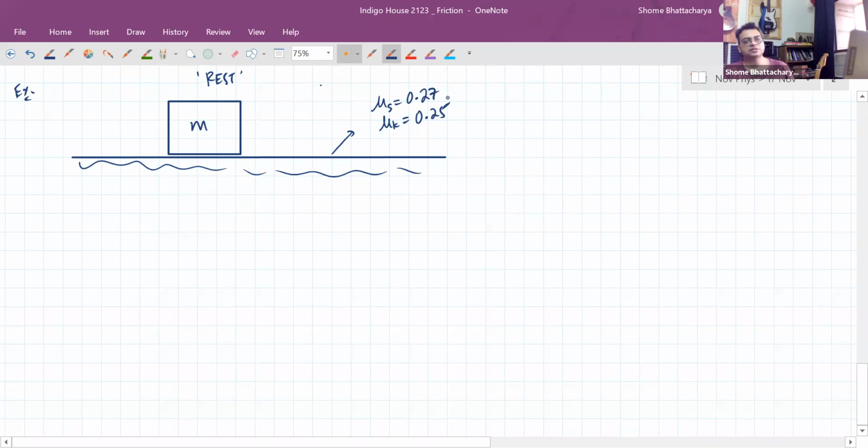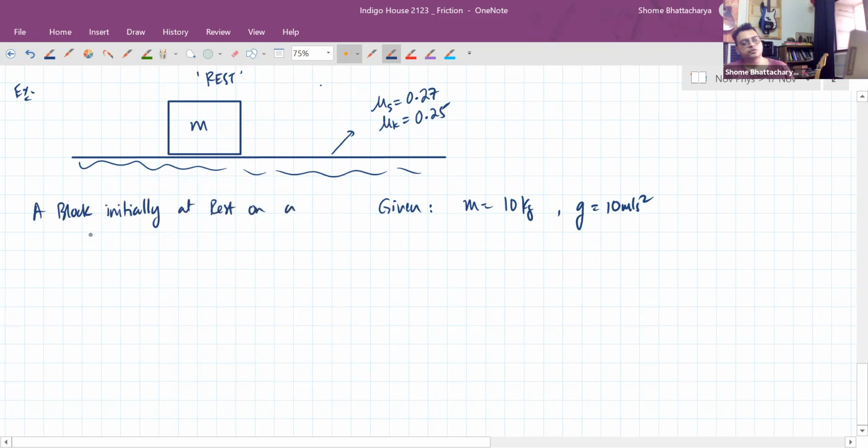Okay, it doesn't always happen this way. In most questions you will see that the question gives you a common value of mu instead of mu s and mu k. So that means they are both having the same value, which is the common value. But here in this question, it's given to us that they have different values. Okay, and also given that the mass of the block is 10 kilograms. We will take g also as 10 meters per second square. So a block initially at rest on a rough horizontal surface.